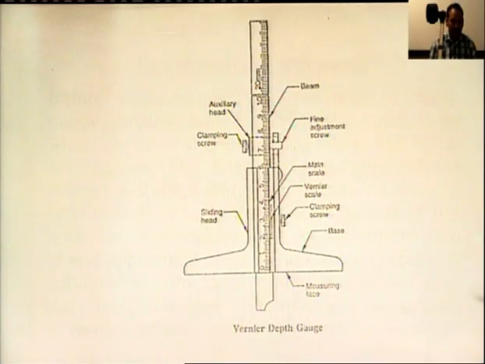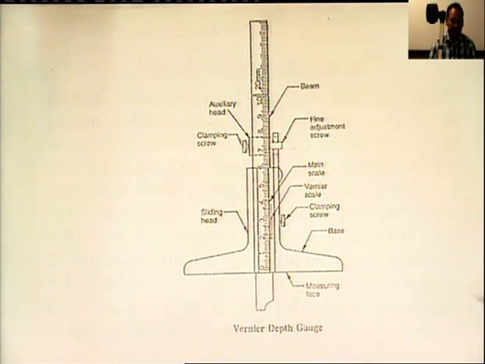Second main part of this depth gauge is the sliding head. So, here is the sliding head in this diagram. The sliding head is an integral part of the base. It has a good sliding fit along the full length of the beam. It consists of vernier scale and clamping screw.